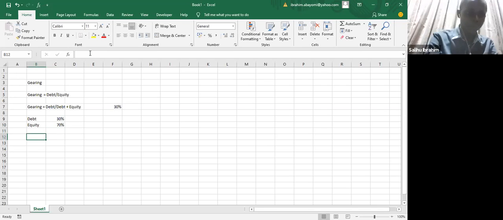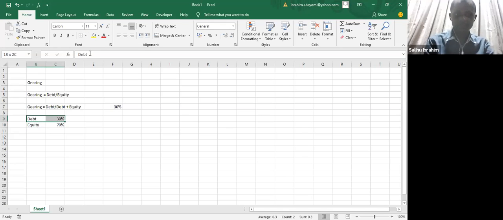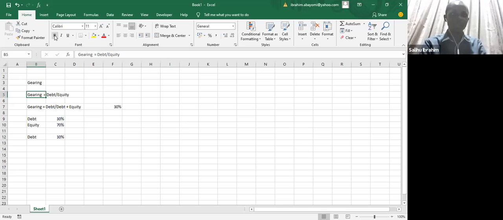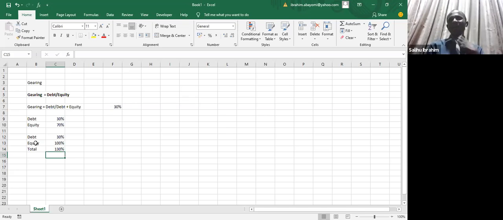Now, for the second one, you are told that your debt is 30. Now the same rule applies: the denominator must be 100. If you look at the denominator, the only item making up the denominator is equity. So obviously, my equity is going to be 100. So my total capital should now be 130, equity plus debt. This is the difference between the first one and the second one.